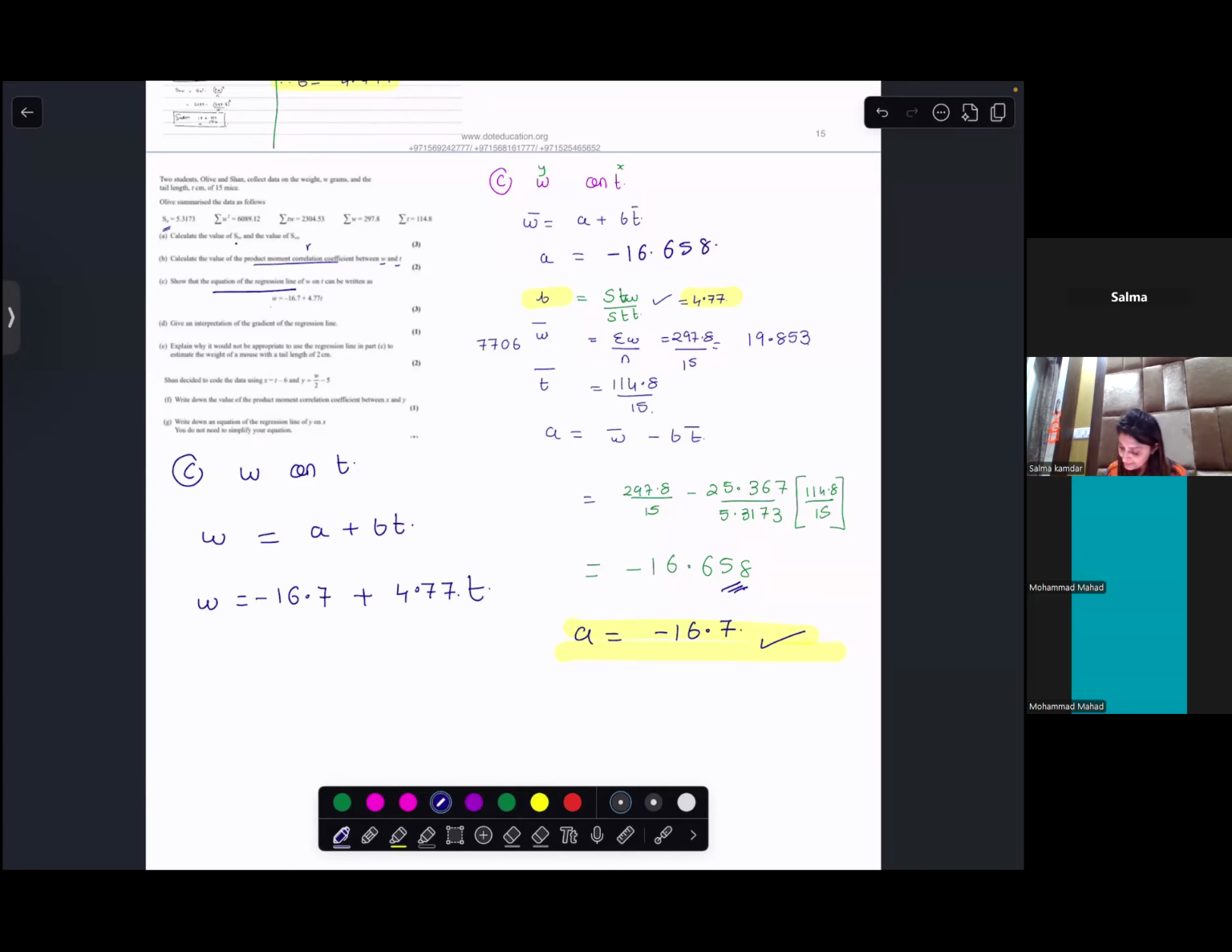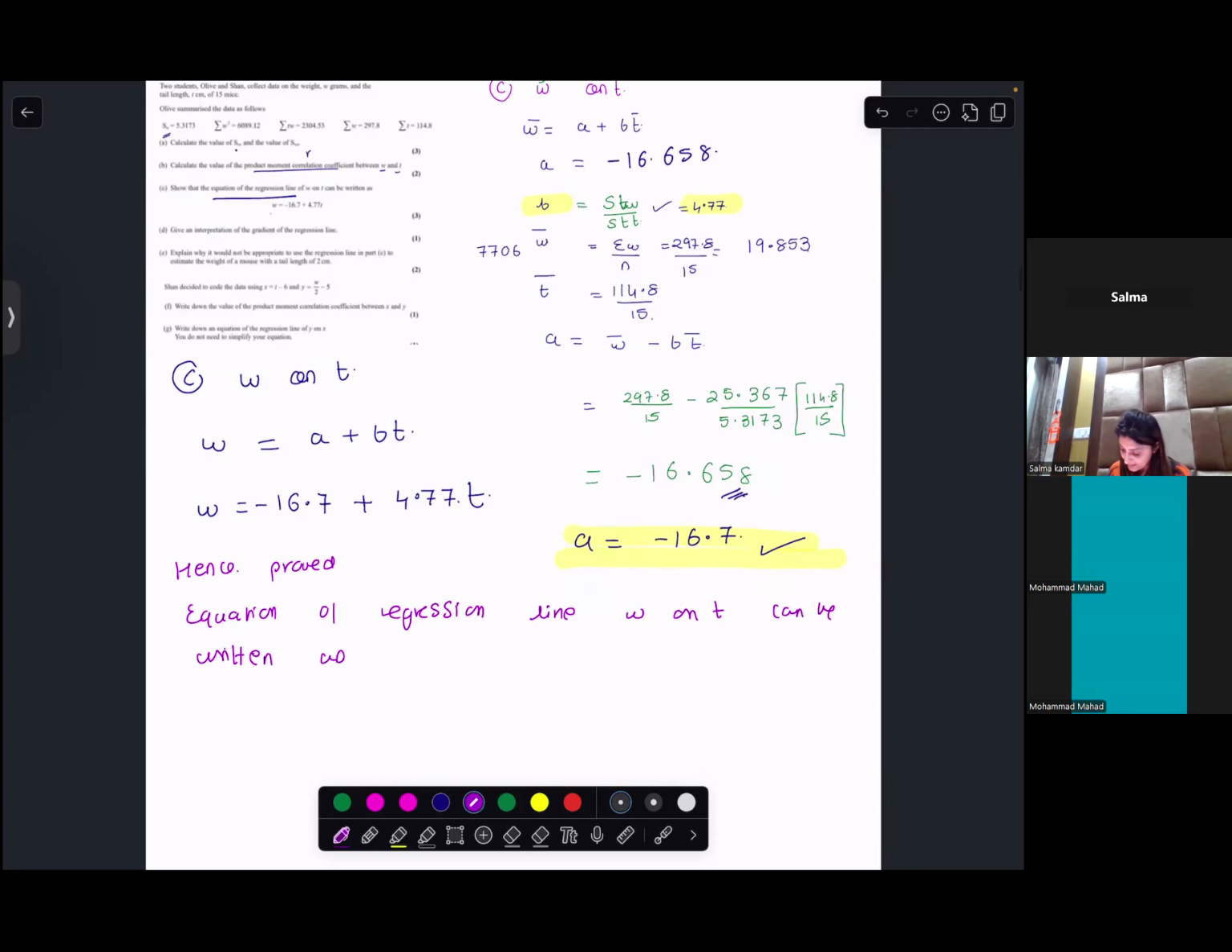Okay, so I had to show this. So I will write hence proved, equation of regression line W on T can be written as, and I write this entire thing. With this, I complete the C part.